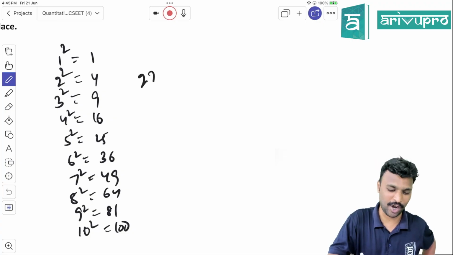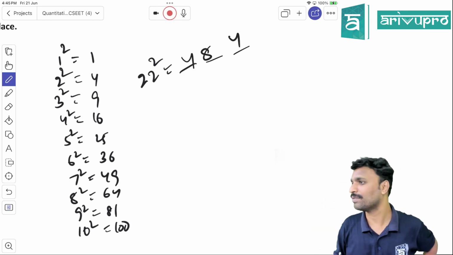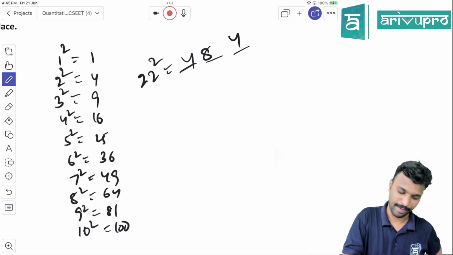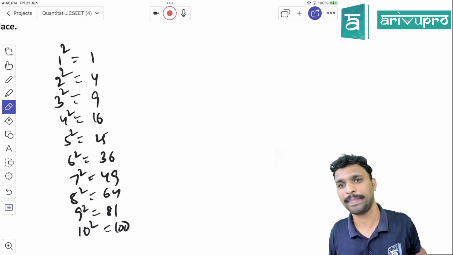If you are running short of memory, what do you do? Last number 2 square 4. 2 into 2 is 4. 4 2s are 8. 2 square is 4. 484. You remember this? Okay. Anyways, for square root of a number, you need not know this.